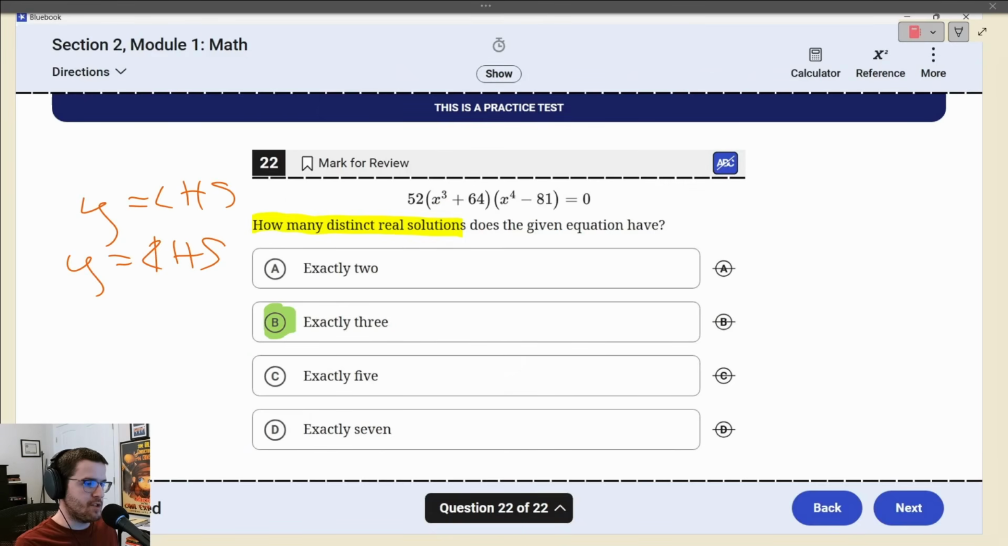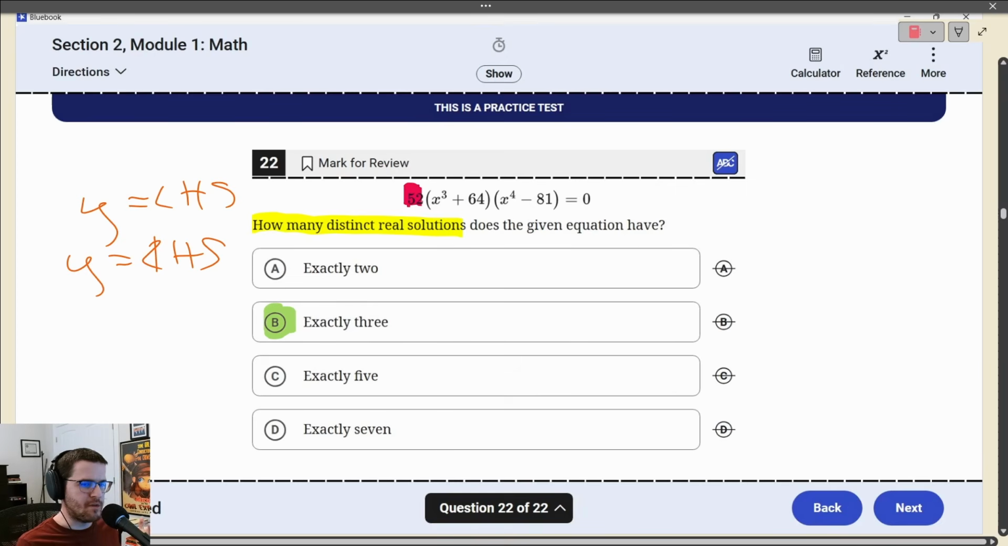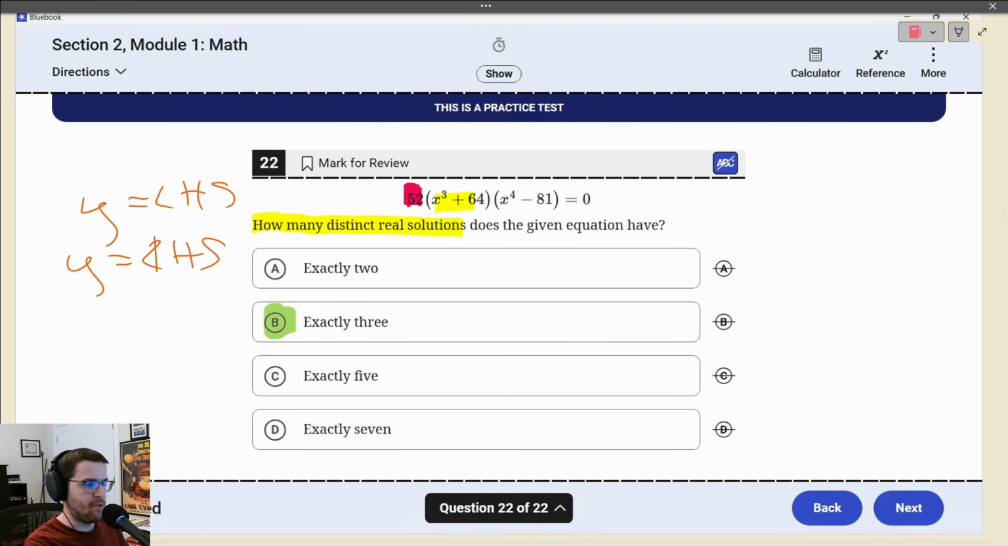Okay, this is essentially just the zero product property, which I go over in my Ottocento number 4 on factoring. So there are 3 core factors. There's the 52, the x cubed plus 64, and the x to the 4th minus 81. 52 can never be equal to 0, so we don't care about him. But maybe these other ones can be equal to 0. So we're going to go and try to solve each of these.